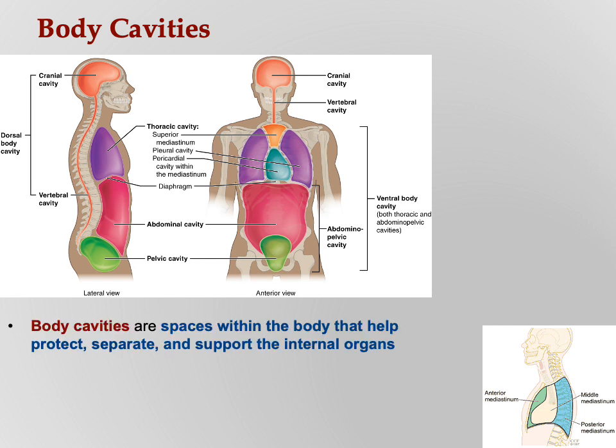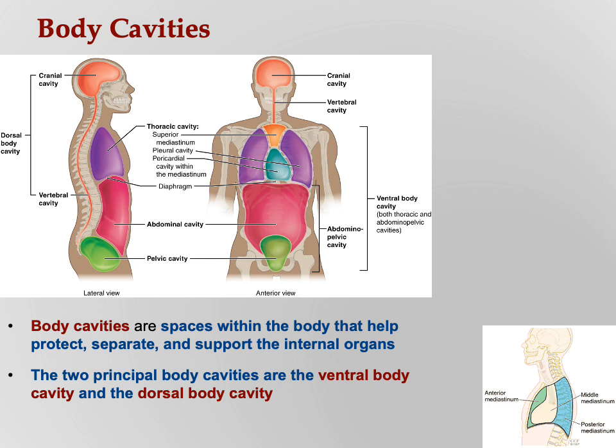Let's take a look. Body cavities are spaces within the body that help protect, separate, and support the internal organs. You don't want everything to just fall down into a big blob inside of your body. So the cavities help keep things separate. They keep them separated, they keep them supported, and that gives us another way then to talk about where things are. We can say that one particular organ is in the abdominal cavity, whereas another is in the thoracic cavity. These are common terms. You have to get to know them, and you'll be tested on them.